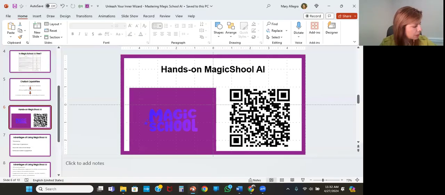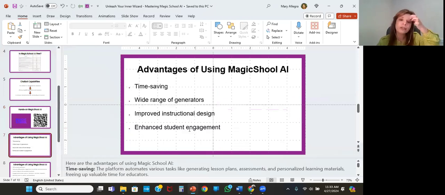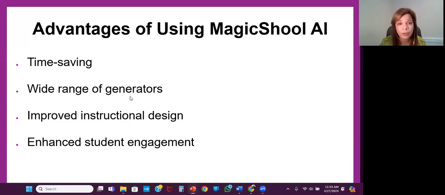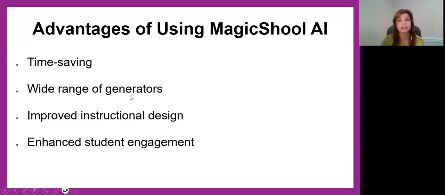Let me see how many minutes I have. I have only 2 minutes. And I will mention here very quickly the advantages of using MagicSchool AI. You see that it has more advantages than disadvantages. Of course, it is time saving. It has a wide range of generators, as you see, more than 60. I mean, you can translate everything into more than 15 languages. It has improved instructional design, enhanced student engagement.